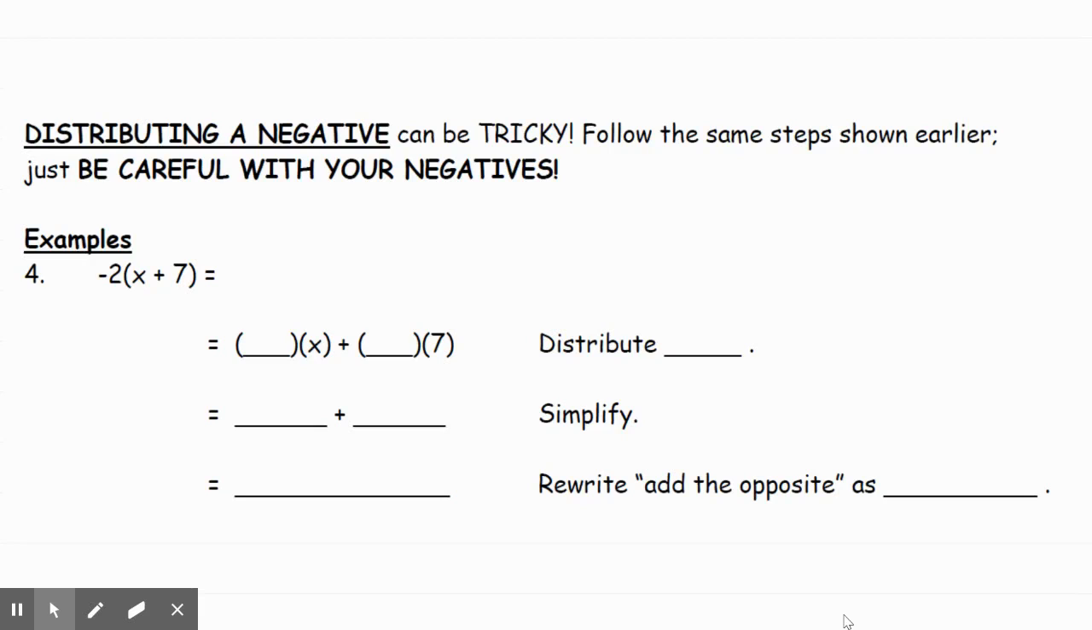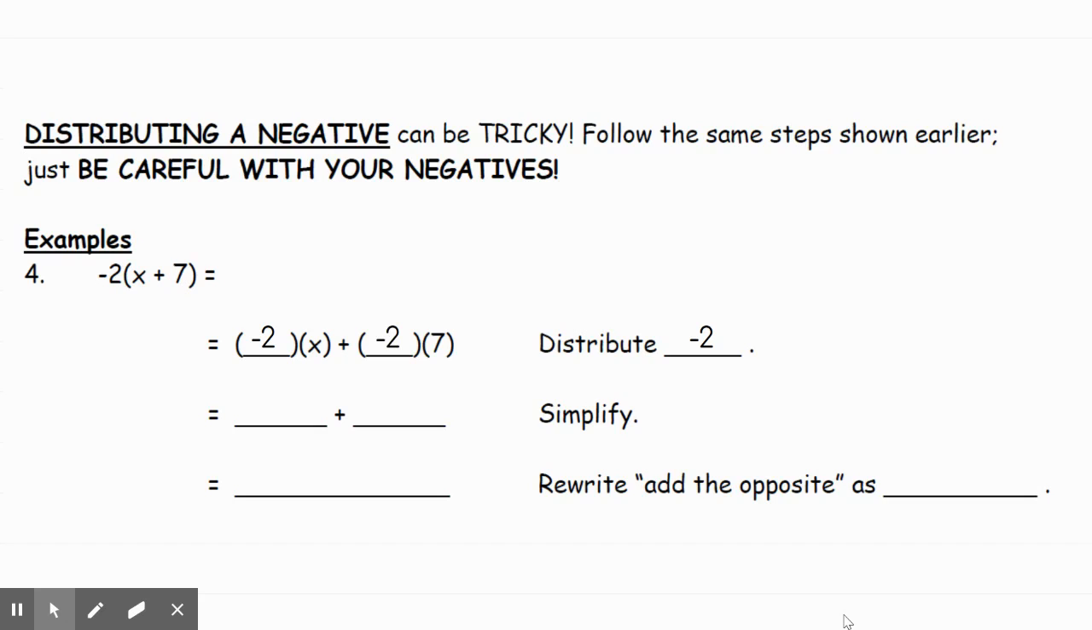All right, distributing a negative can be tricky. So we need to follow the same steps that we've been practicing, and we just have to be careful with our negatives. So here we have -2 times the quantity of x plus 7. We are going to distribute the -2. So it becomes -2 times x plus -2 times 7.